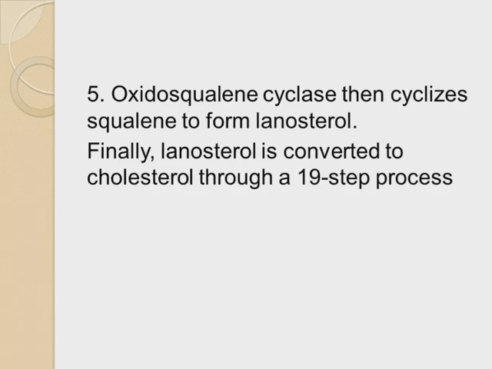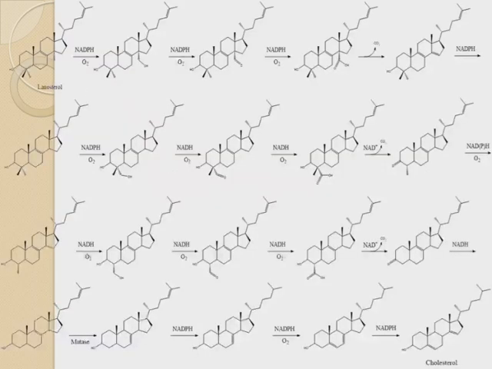Finally, lanosterol is converted to cholesterol through a 19-step process. So it needs 19 steps for lanosterol to be converted to cholesterol. And this is how it will be converted to cholesterol. Of course, the equations are not required from you.